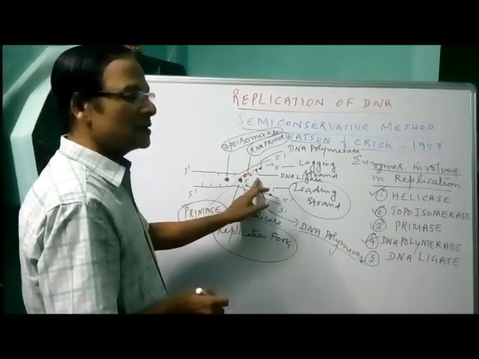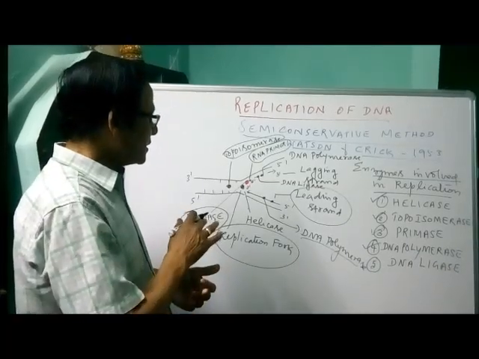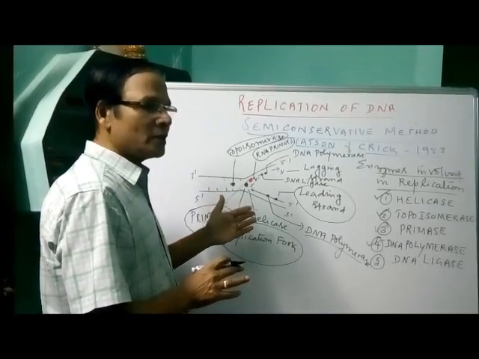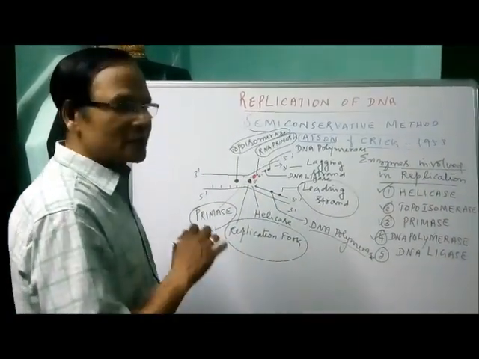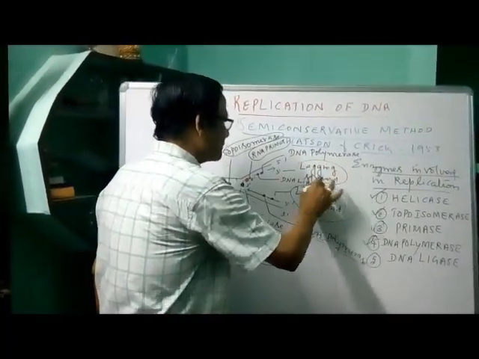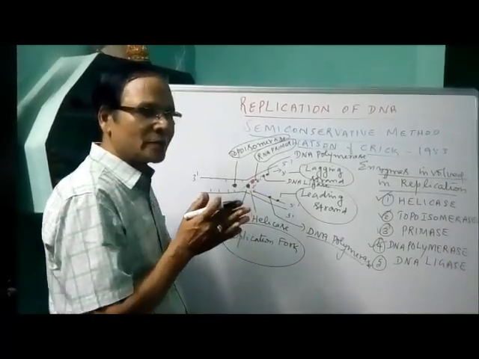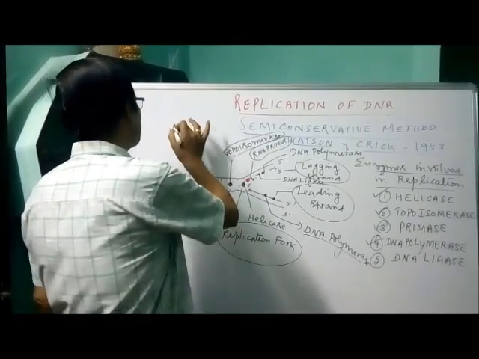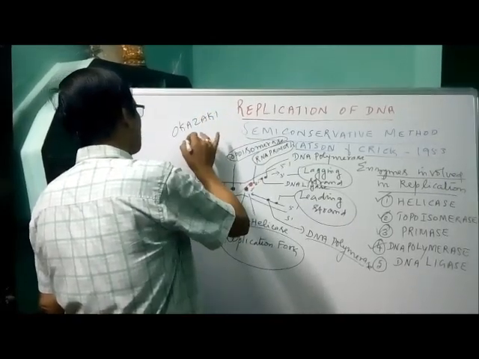In the other strand, the synthesis of DNA is not continuous. The strand is not synthesized continuously. It is synthesized in the form of fragments. The strand where the synthesis of DNA is discontinuous is called the lagging strand. In the lagging strand we have fragments of DNA. Such fragments of DNA are called Okazaki fragments.